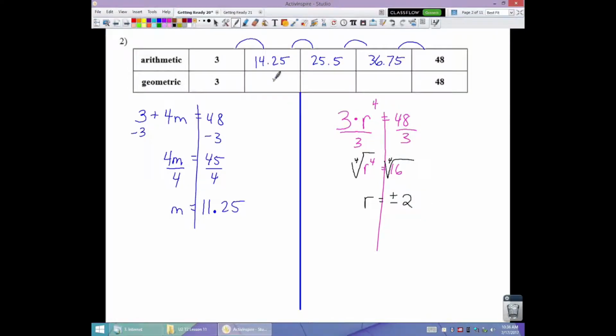So 3 times 2 would be 6, 6 times 2 would be 12, 12 times 2 is 24. If negative 2 is another possibility, then this one could be negative 6, this one could be negative 24. It just changes every other one.